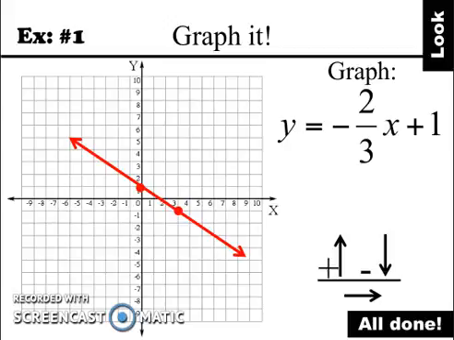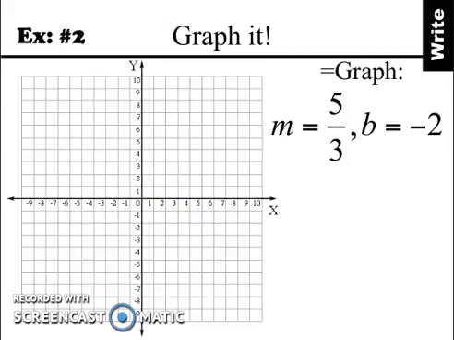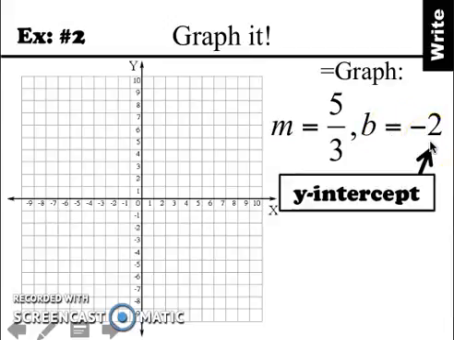Let's look at the next example. In this example, we have our m, which is the slope, 5 over 3, and b, which is -2. Our y-intercept, of course, is -2. On our y-axis, we find -2, which is over here. Let's place a point right there.